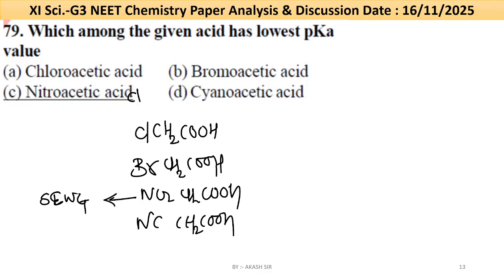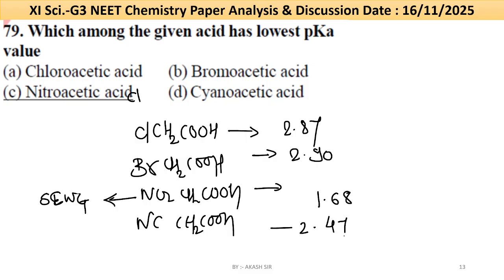Now typically the pK values of these acids are: chloroacetic acid is about 2.87, bromoacetic acid 2.90, nitroacetic acid 1.68, and cyanoacetic acid 2.47. Now, which has the lower pK value? Nitroacetic acid. So the lowest pK value will be of nitroacetic acid. Just simple, nitroacetic acid is the correct answer.